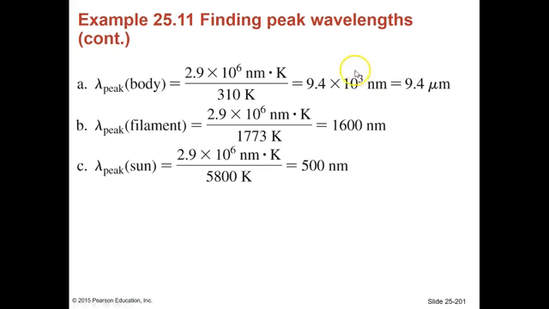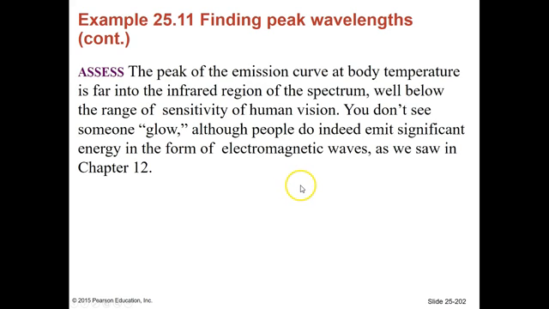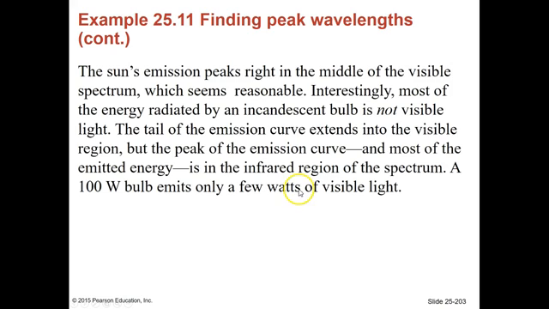So here we go, we can just go ahead and find that peak wavelength for body temperature. It's about 9.4 times 10 to the third nanometers. For the filament it's about 1600 nanometers, and then only 500 nanometers for the sun. So as you get to higher temperatures, you end up with shorter and shorter wavelengths. And that's pretty good. The sun's emission does peak right in the middle of the visible spectrum, and that seems pretty reasonable.